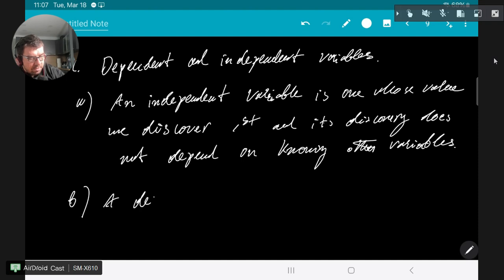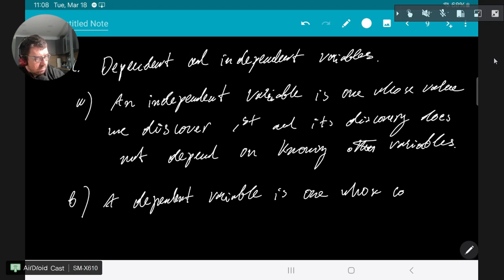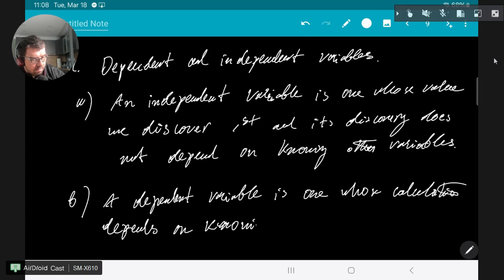A dependent variable is one whose calculation depends on knowing other variables first. Okay, what does that mean? Let me give you an example. Okay, the taxi example.